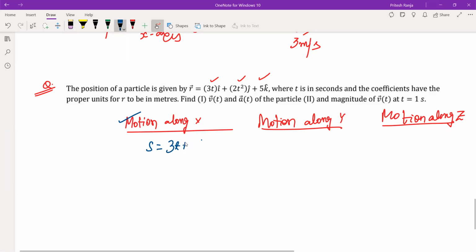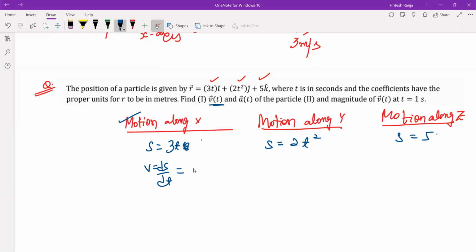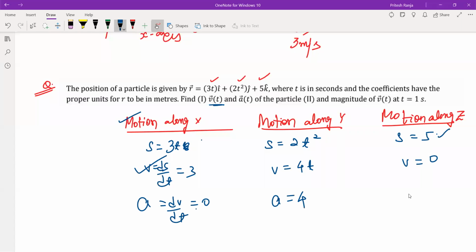So s will be 3t. Here the displacement will be 2t square. Here the displacement will be 5. What we have to find? We have to find velocity. So how do we find velocity? Differentiate displacement, ds by dt. So here 3 came, here what velocity came? 4t came by differentiating, here differentiating gives 0. We have to find acceleration, for acceleration we have to do dv by dt. So differentiating this gave 0, differentiating this gave us 4, and differentiation of 0 is 0 only. And that's all we require.